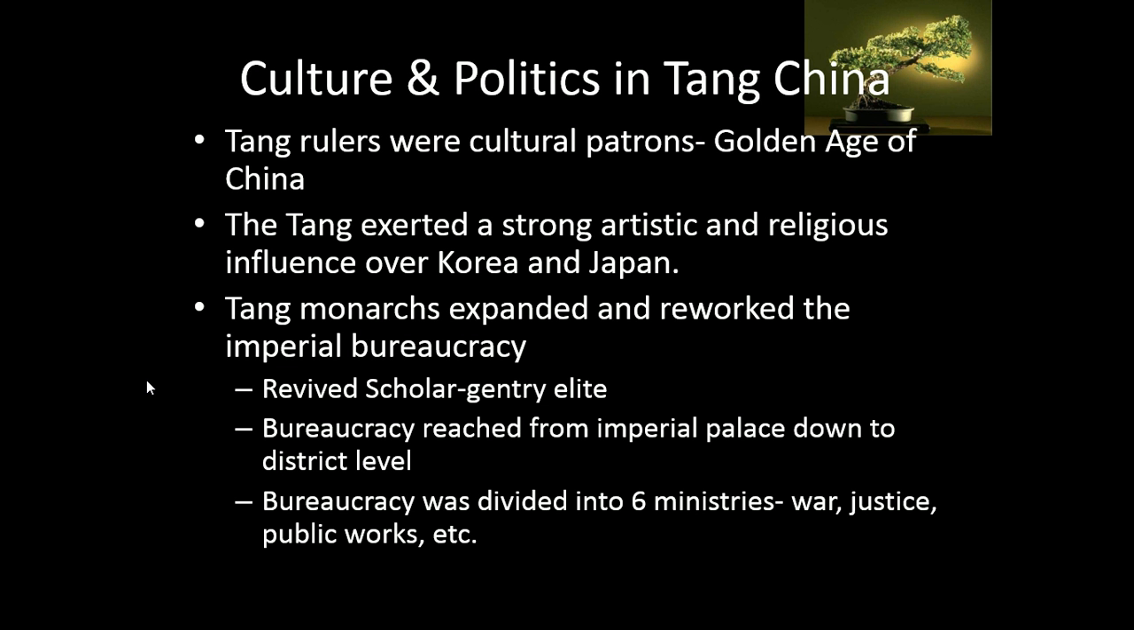And of course, there's a really strong centralized government. Just like the Sui, they kept the bureaucracy and the Confucian exam system going, and they had a bunch of different ministries like war, justice, and public works. So you might work in a specific branch of the government bureaucracy, and the bureaucracy doesn't just touch the capital city. It extends all the way out into the far reaches of Central Asia. Anywhere that the Tang Dynasty controls, they have trained, educated, government-approved bureaucrats out in those very far away districts, so you could kind of feel the central government's presence even in your local area.